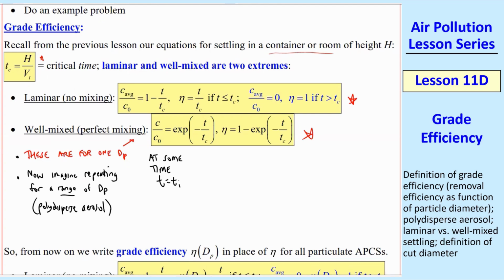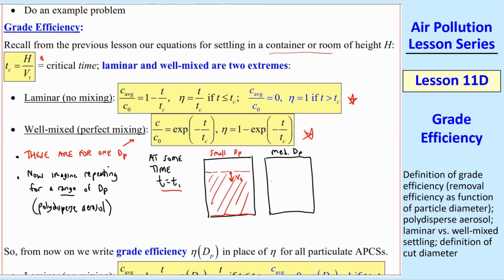Consider some time t1, and let's just look at settling in a little container or a room. All the particles are initially distributed randomly and uniformly, but at time t equal t1, some of the particles have settled. So if this is a small dp, we have some small value of vt, and maybe only 20% of them have been collected at the bottom or removed. Now consider some medium particle diameter. More of the particles will have been removed because the VT is greater. So there will be more of these on the bottom, more will be removed, so the eta will be larger.